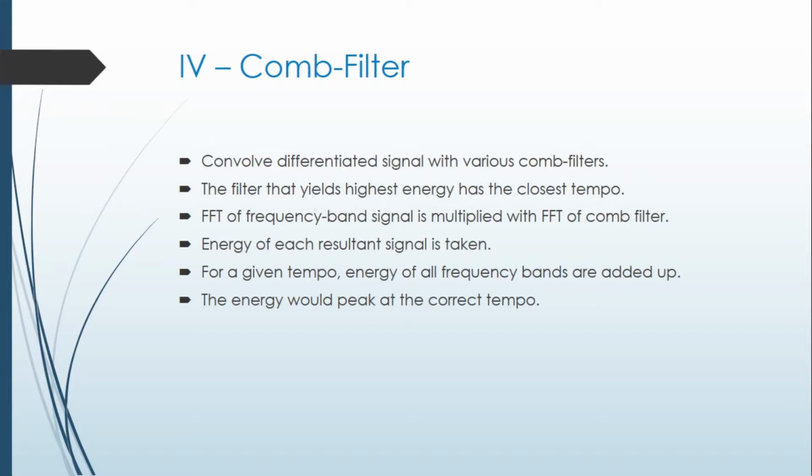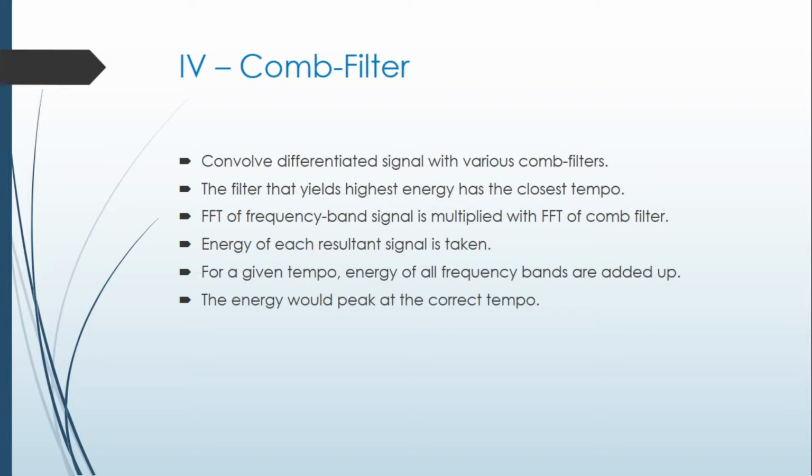A comb filter is basically a series of impulses that occur periodically with a tempo that you specify, and convolving various filters with the differentiated signal will give us an output, the energy of which would be highest when there is a match in tempo. Now, this is mainly because convolving a signal with a tempo matched comb filter will give us an output which is an echoed version of the original signal. Now, this overlap of peaks that occurs while convolving will result in an energy which would be higher.